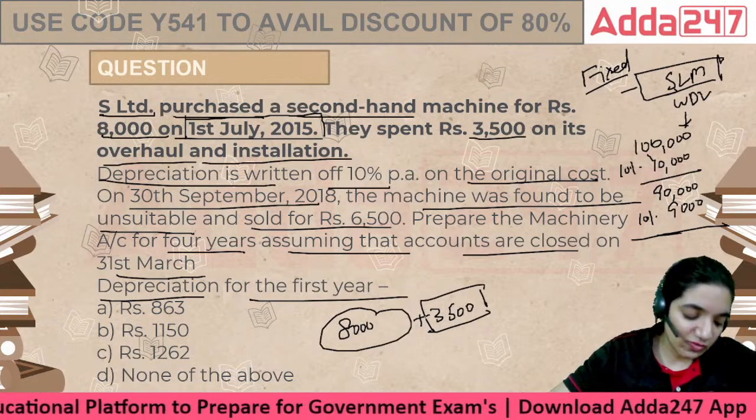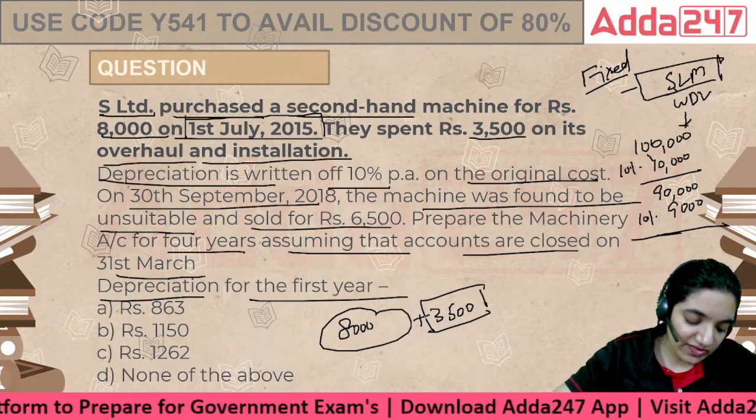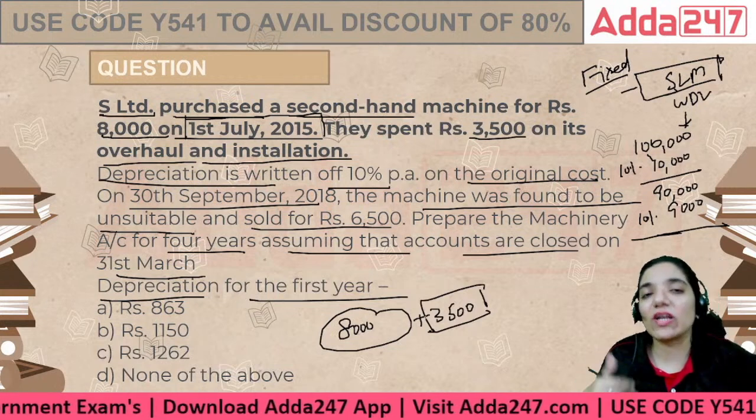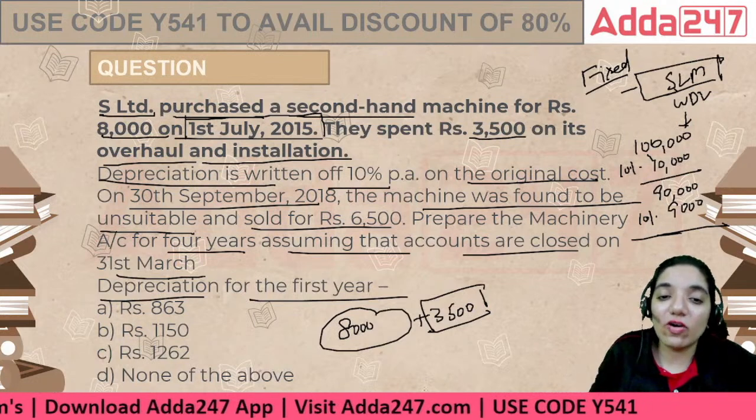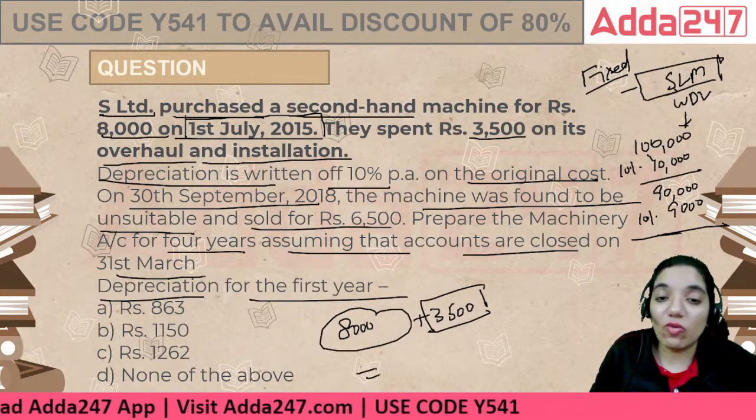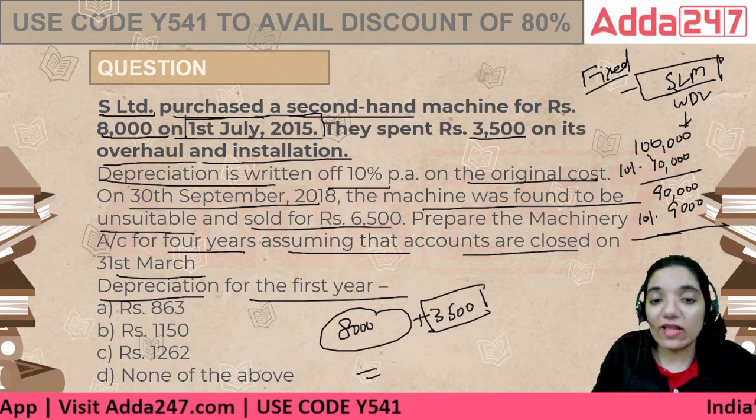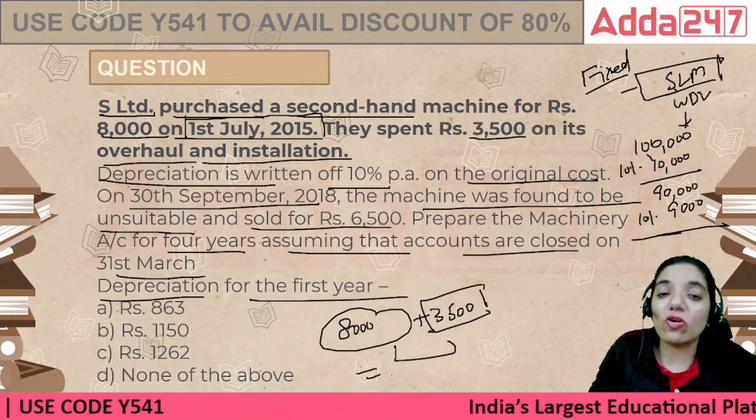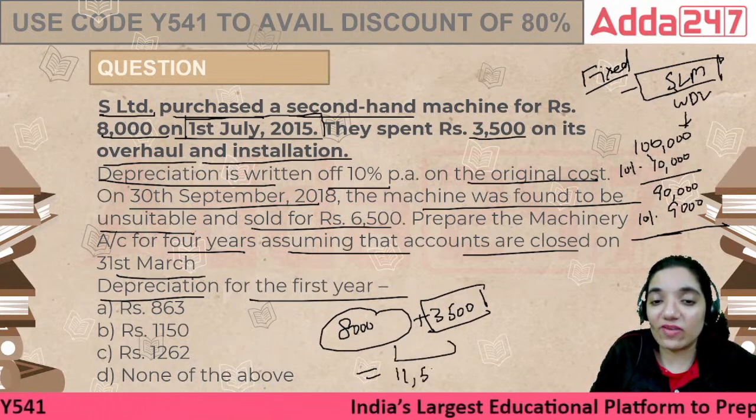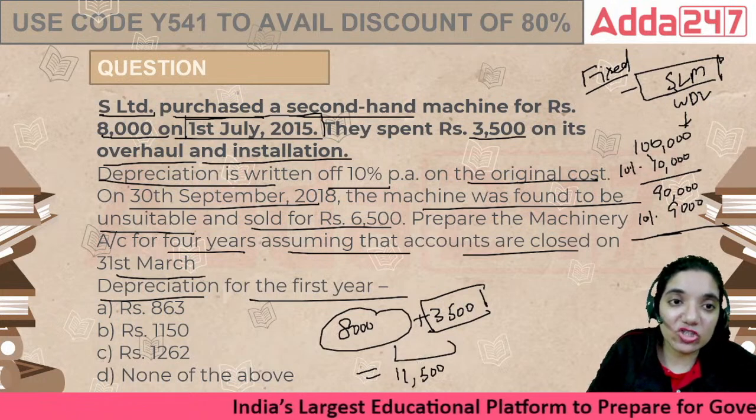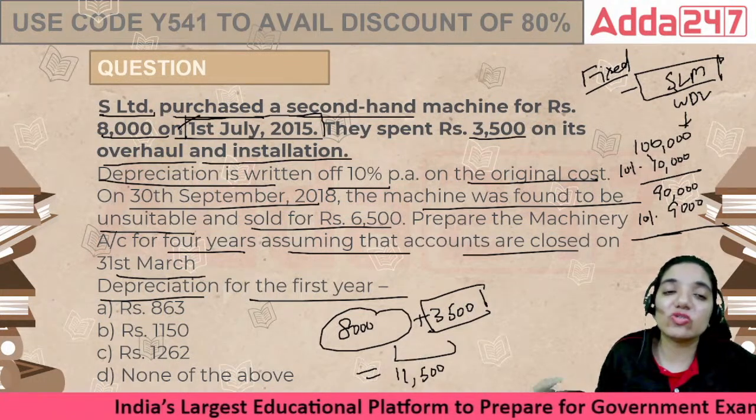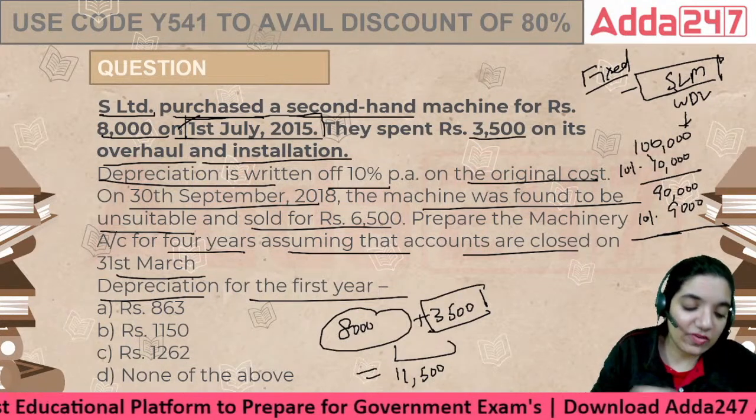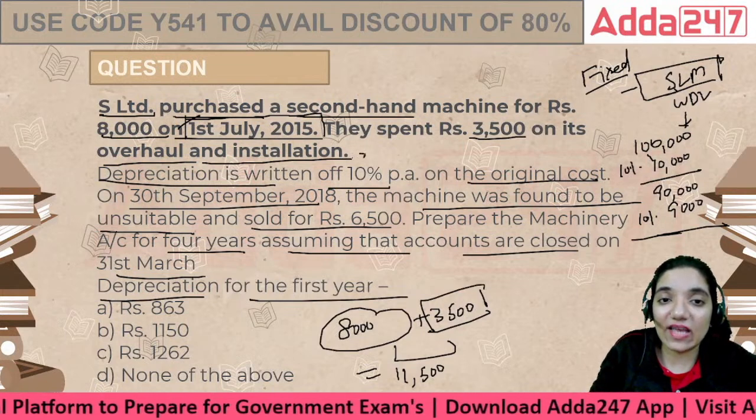Why? Because this 3,500 is also a capital expenditure, any expenditure that you are incurring on your particular asset. You want to keep that asset alive, so until the asset is ready to use, we'll calculate it accordingly. So it is basically 8,000 plus 3,500, 11,500 is the value of the asset, but it's purchased on 1st of July. That means April, May, June, it's not there for the first 3 months. 11,500 multiplied by 10%, because the depreciation rate is 10%.